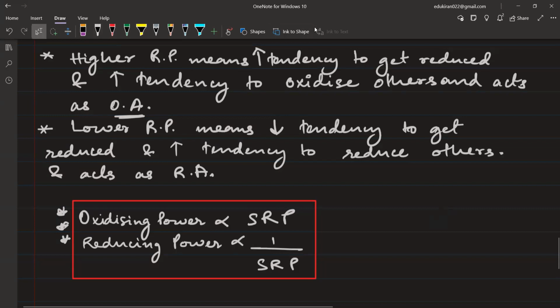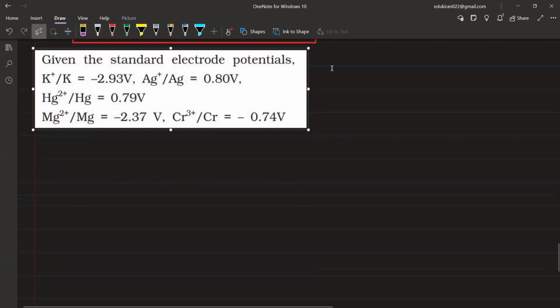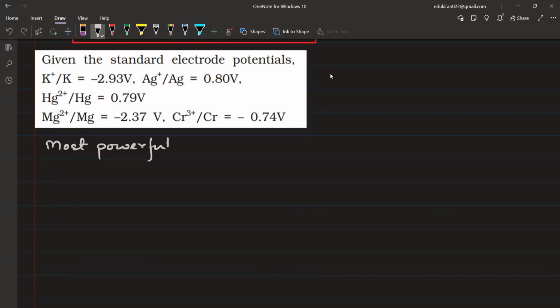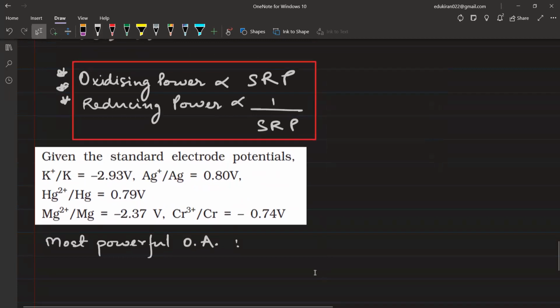Done everyone? Yes or no? Please tell me. सबने लिख लिया? Yes, sir, done. चलिए इसमें बताइए अब आप. If I talk about most powerful oxidizing agent, कौन सा होगा? Tell me. रिलेशनशिप भी देख लीजिए. ऑक्सीडाइजिंग पावर इज डायरेक्टली प्रोपोर्शनल टू एसआरपी. तो सबसे ज्यादा रिडक्शन पोटेंशियल किसका? दैट विल बी द मोस्ट पावरफुल ऑक्सीडाइजिंग एजेंट.